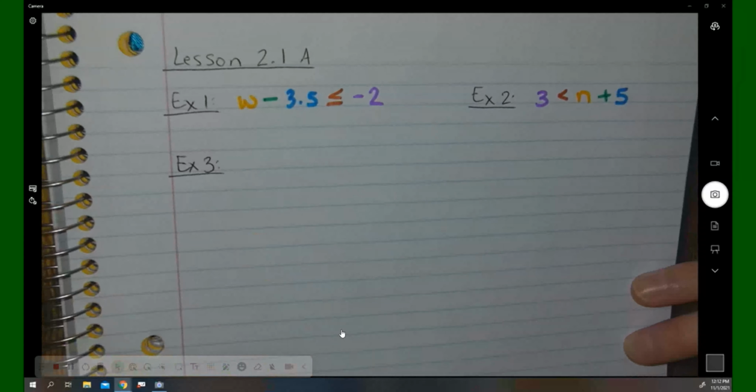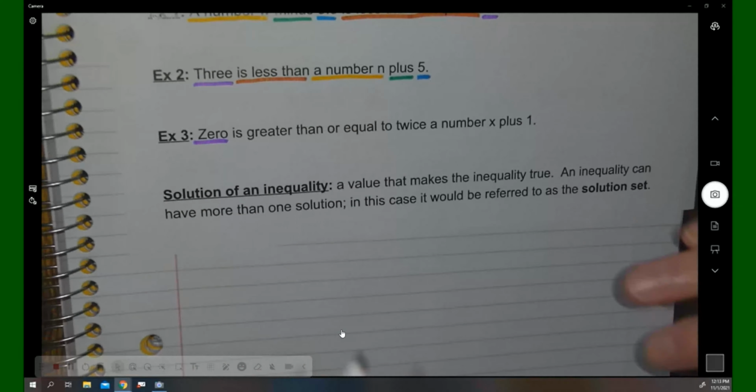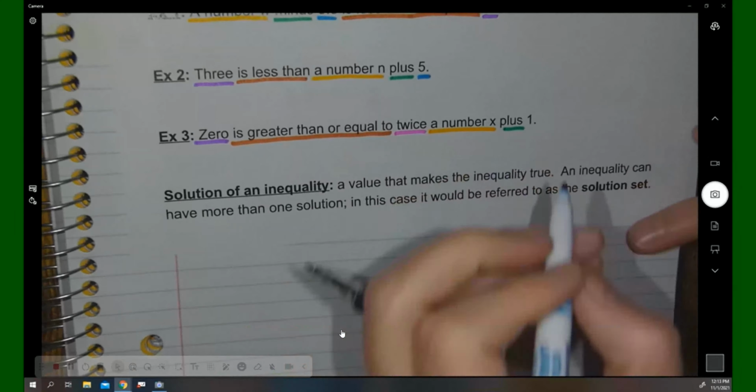One more time. Let's do example 3. Example 3 says 0 is greater than or equal to twice a number x plus 1. So 0 is greater than or equal to twice. Remember, when we see twice, it means we're multiplying by 2. So twice a number x plus 1.